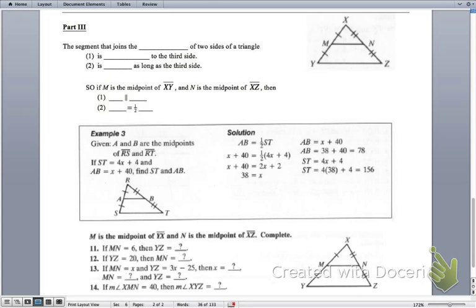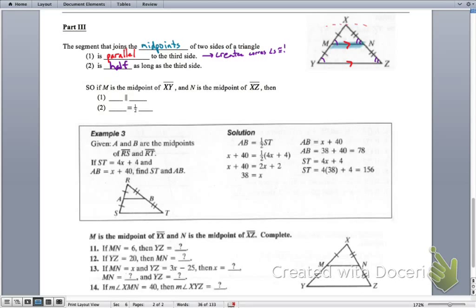Last piece of this puzzle: a segment that joins the midpoints. What do we call that segment that joins the midpoints of two sides? We call that a mid-segment. So if you have a mid-segment of a triangle, it is parallel to the third side. It's good to know that if it's parallel, then it's going to create corresponding congruent angles there. And it is half as long as the third side.